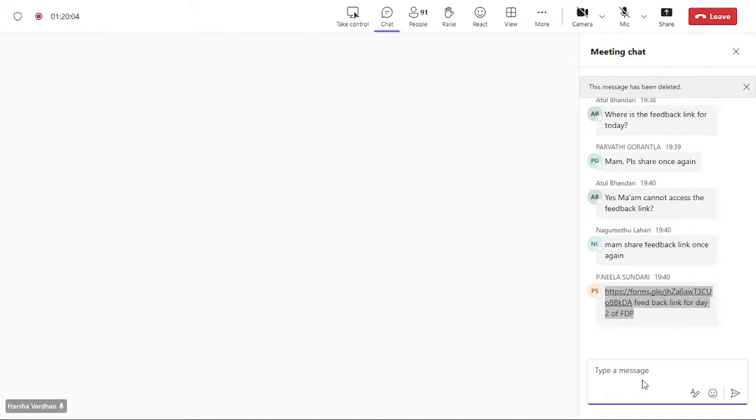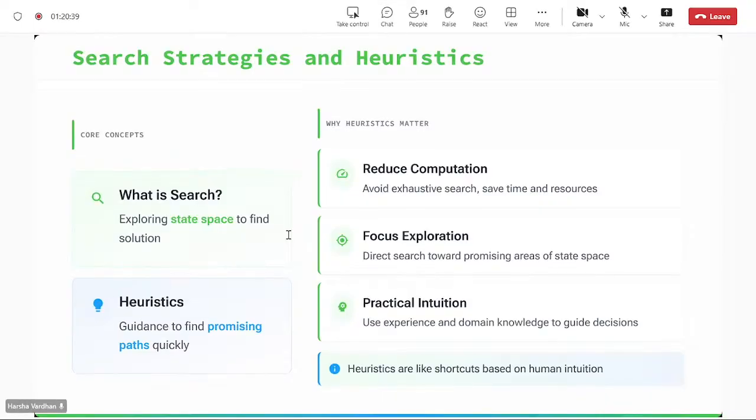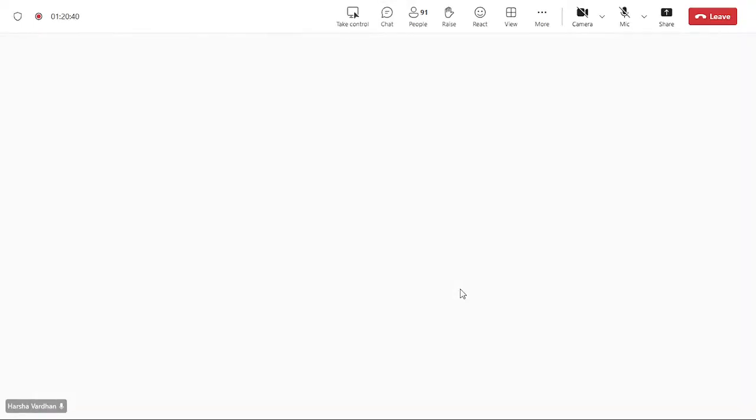And practical intuition. Practical intuition is another metric where it considers experience and domain knowledge. It considers experience based on the previous searches and the domain knowledge or the base knowledge it has to guide decisions. Decisions could be as simple as going to a certain table in its database, getting a yes or no answer, or getting a research thesis. Both of them are done based on practical intuition.